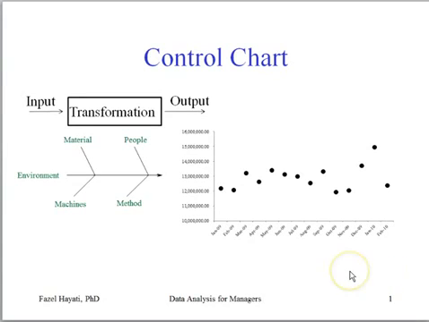In this lecture, we review some applications of quality control charts. A process is the transformation of input into output, and the output is affected by a number of causes and their interactions, which produces variability in the output.